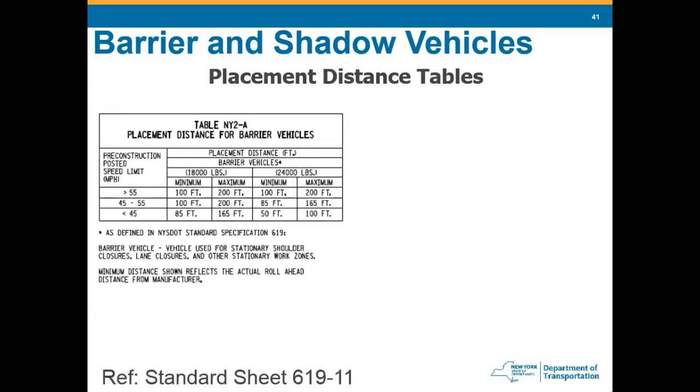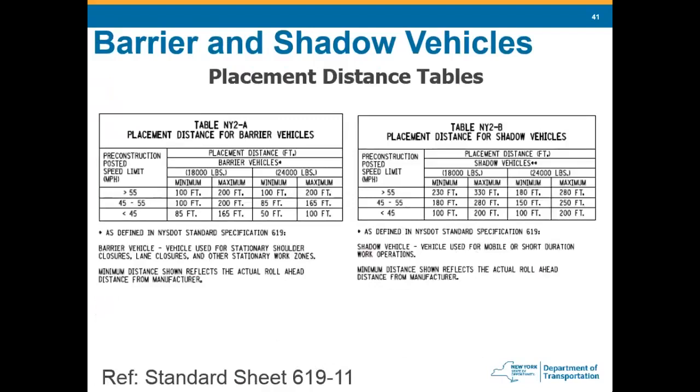Placement distances. Yes, I heard it. 6F-19-11. Once you decide which vehicle you need, you come to these two tables to figure out actual placement. Minimum and maximum values are given, but the maximum should be used to keep it within sight of the work. The minimum distance is the roll-ahead distance based on manufacturer's recommendations. And again, nobody, no equipment, nothing should be in the roll-ahead area. Because if an errant vehicle gets off in there and hits something, we don't want it to hit you too.